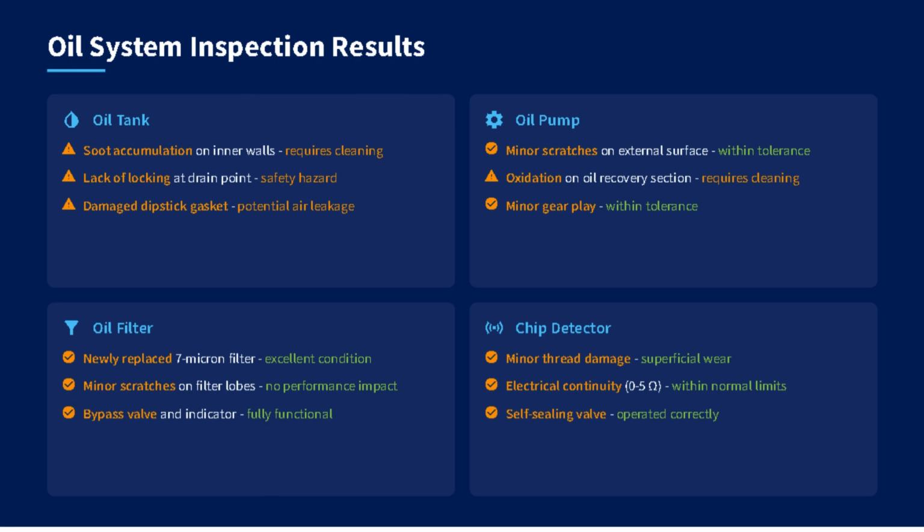The oil system inspection results are in contrast across the different components. You need to check the oil tank. In this case, we saw accumulated debris in the air requiring cleaning, a lack of locking at the drain point, safety wire damage, a damaged sight depth gauge, and a potential leak. In the oil pump, minor scratches on the external surface were within tolerance. In the chip detector, the main finding is damage in the wire, electrical continuity according to the manual, and relief valves.